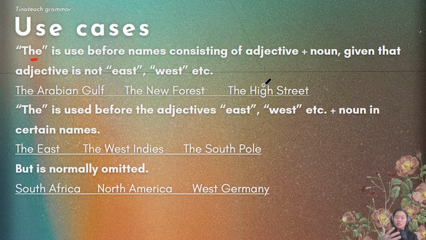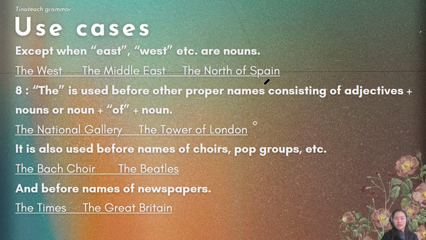Now, the is also used before the adjectives east, west, north, south, so on and so forth, plus a noun in certain names. The East, the West Indies, the South Pole, but the is normally omitted with names such as South Africa, North America, West Germany, okay? Now the last part, when east, west, north, south, and so on are nouns, you can combine them with the: the West, the Middle East, the north of Spain.